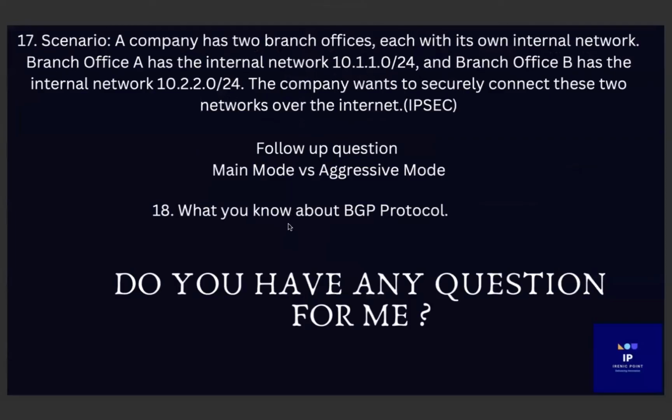This question is question number 17. It is related to IPsec. So here they have basically two branch offices, branch A and branch B, and A has the internal network 10.1.1.0/24 and B has 10.2.2.0/24. Company A wants to securely connect these two networks over the internet. So you have to explain IPsec, how you can establish a tunnel, and they may also ask follow-up questions like what is main mode and aggressive mode, what is the difference between them, and what are the different messages that are being exchanged.